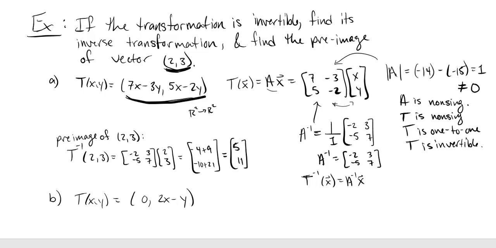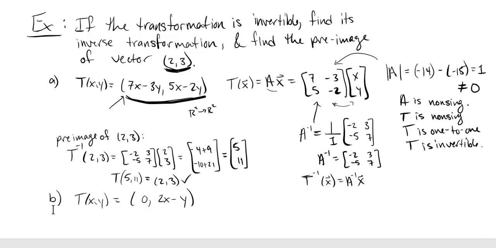So we're claiming that 5, 11 should produce 2, 3 when plugged into this transformation. You can check this. I believe it works. Yep, it works just fine. We can say it this way: T of 5, 11 must equal 2, 3, and you can check that that works. So 5, 11 is the pre-image of 2, 3 under the transformation T.